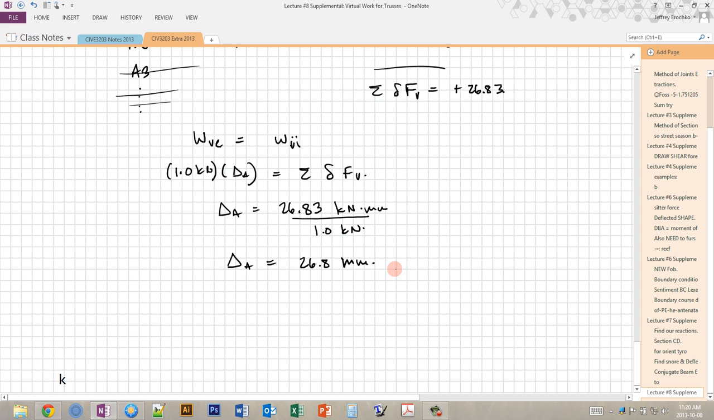And since it's positive, it's in the same direction as the unit load, which is up. And that's how you calculate deformations of a truss system using virtual work for the case of loads on the truss, for the case of temperature changes in the truss, and last for the case of manufacturing tolerance issues.